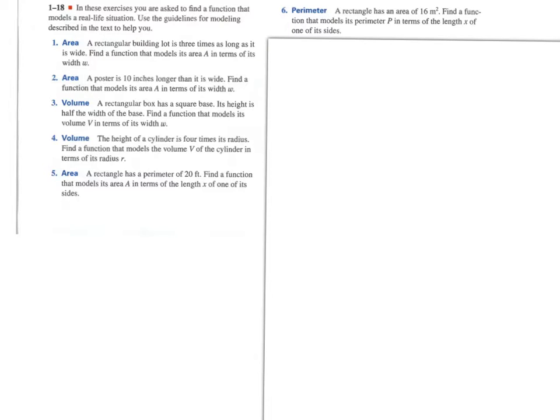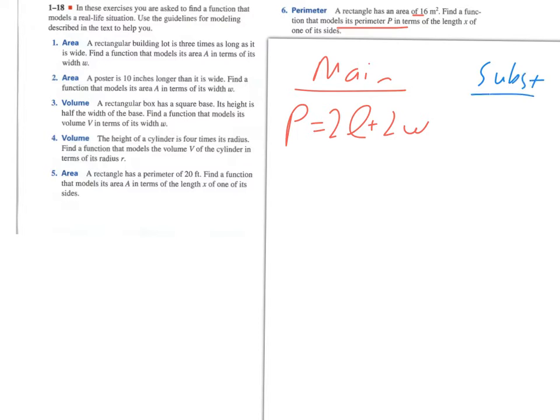All right, next up, number 6. So this one, the rectangle has an area of 16 meters squared. Find a function that models P. So my main equation is gonna be perimeter. So for a rectangle, that's 2L plus 2W. And so then my substitution equation, the one I know more about, is actually going to be area. So that'll be 16 equals length times width. And it says find a function that models perimeter in terms of the length of one of its sides.